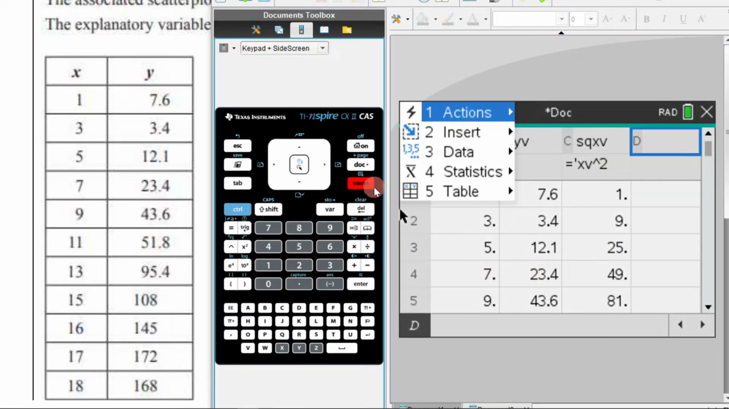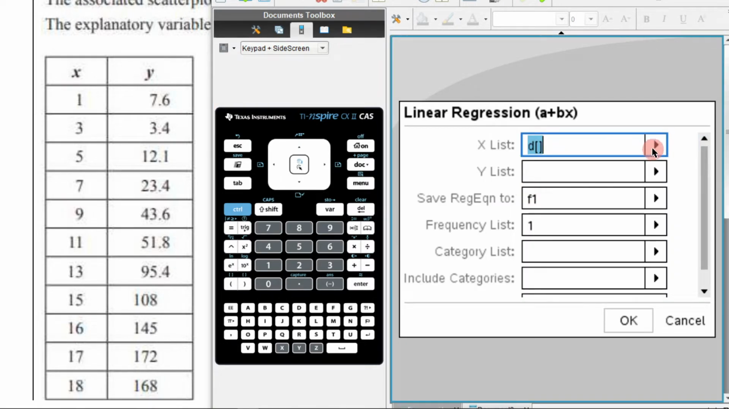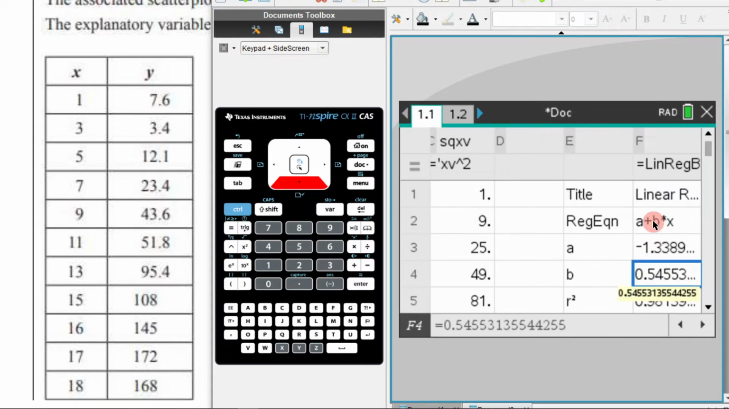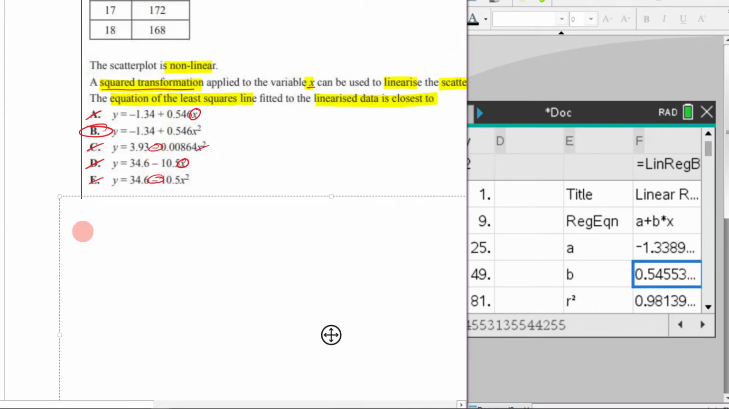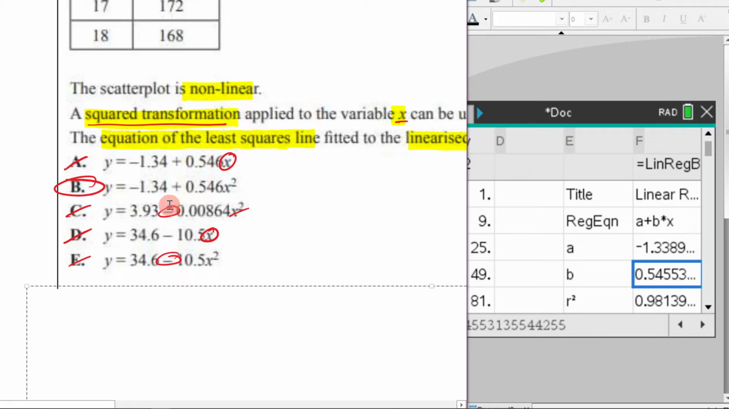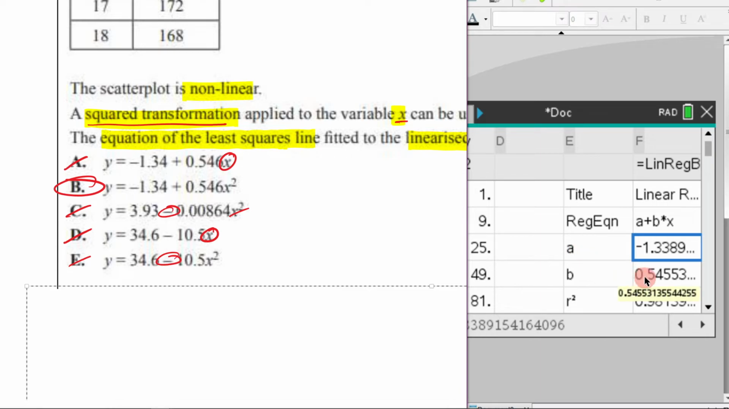And then I can go menu, statistics, stat calculations, linear regression A plus BX. I want this to be my SQ, my squared x, and my y stays the same, so it's just a y variable. I go okay, then I come down and I say, all right, which of these most fits what I have here? Now, if this will scroll for me, hopefully it will. Oh, no, sorry about that. We went a bit crazy, but we're back. Now, this is negative 1.34, because once you round up, and this is 0.456 once you do the correct rounding. So my answer would be B.